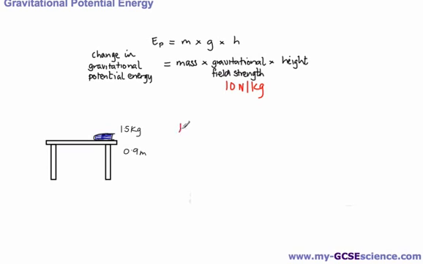We've got mass of 1.5 times 10 times 0.9, and therefore the gravitational potential energy for this object here, the book on the table, is 13.5 joules, so not very much at all considering the kind of numbers we've been working with just now.